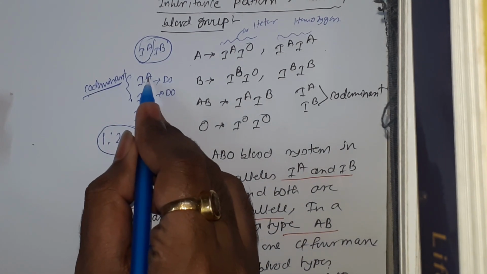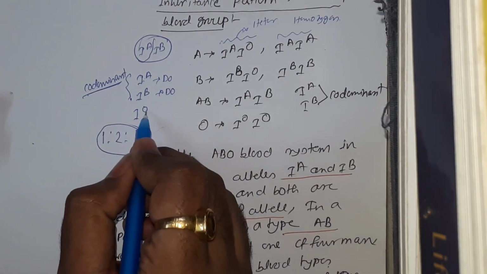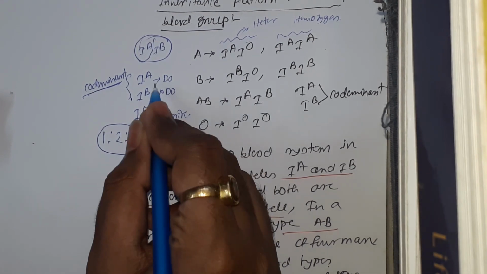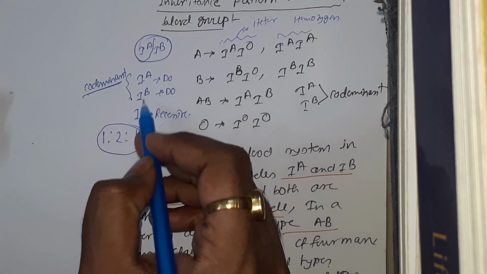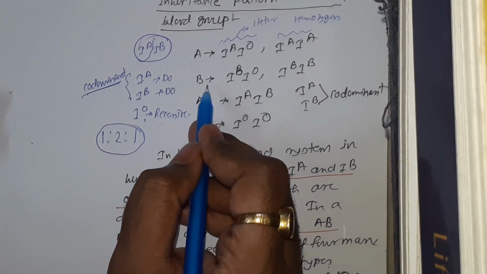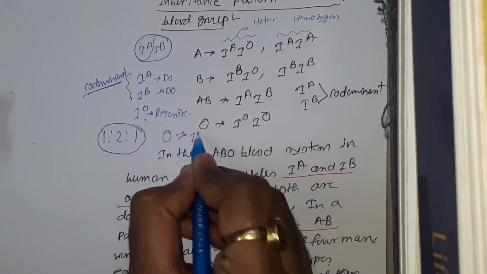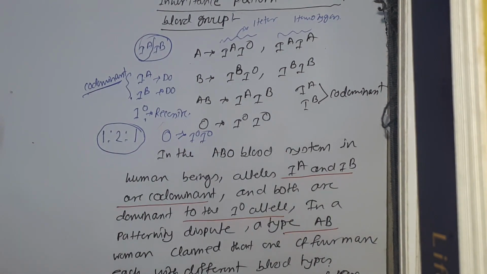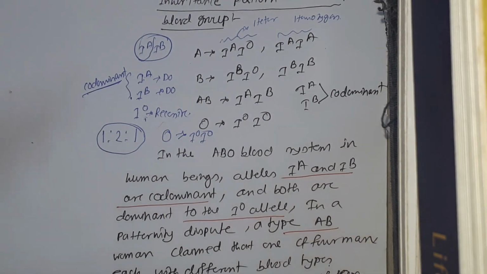So these two alleles IA and IB are dominant, and they are showing codominance with each other, and IO is our recessive one. That means if IO is present along with IA, then the blood group will be A. If IB is present along with IO, then the blood group will be B. Only O blood group will be expressed with homozygous recessive condition. Okay, so I hope it is clear that these two are dominant and this is our recessive one. So now let's move to the problem.